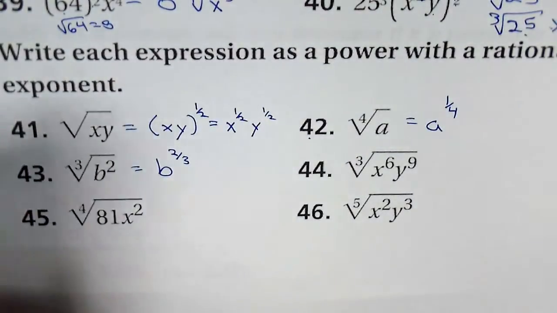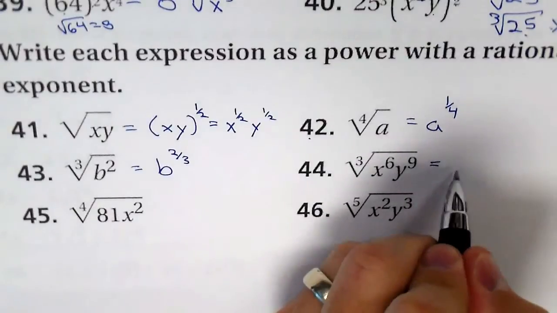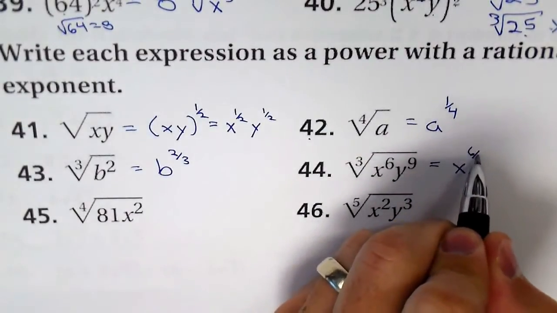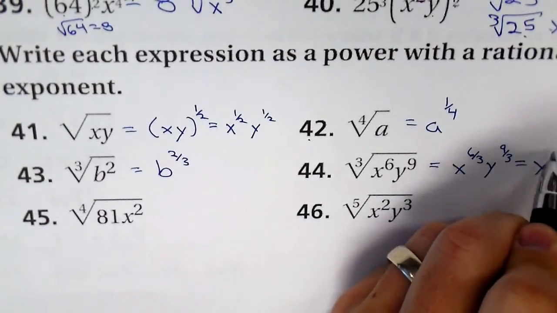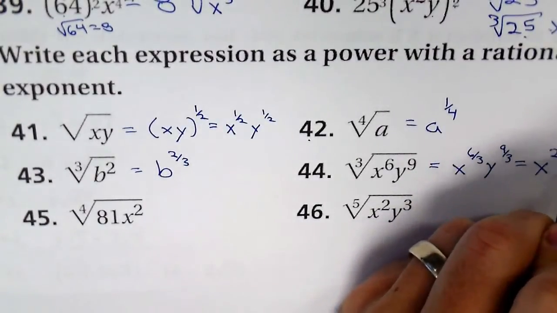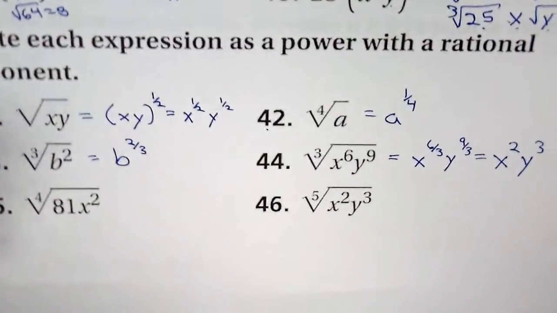to the 2/3. For 44, we get x to the 6/3, y to the 9/3, which we can simplify both of them and get x squared, y cubed. They simplify the fractions.